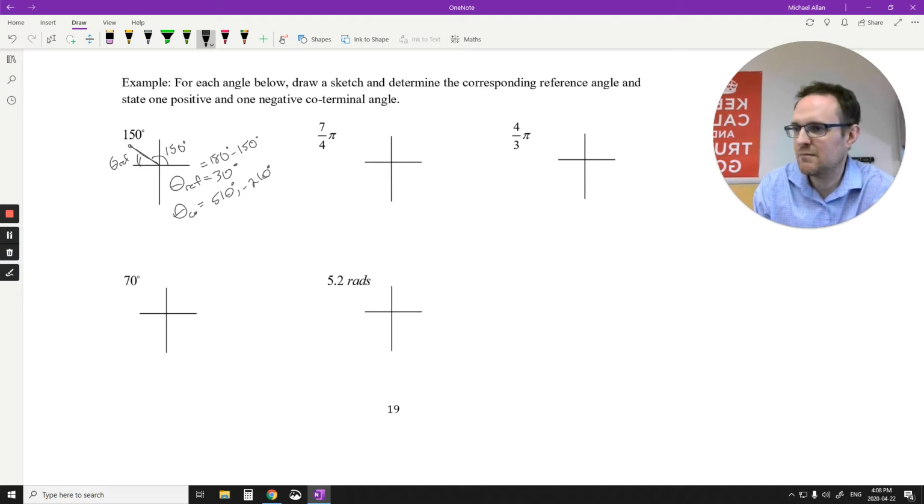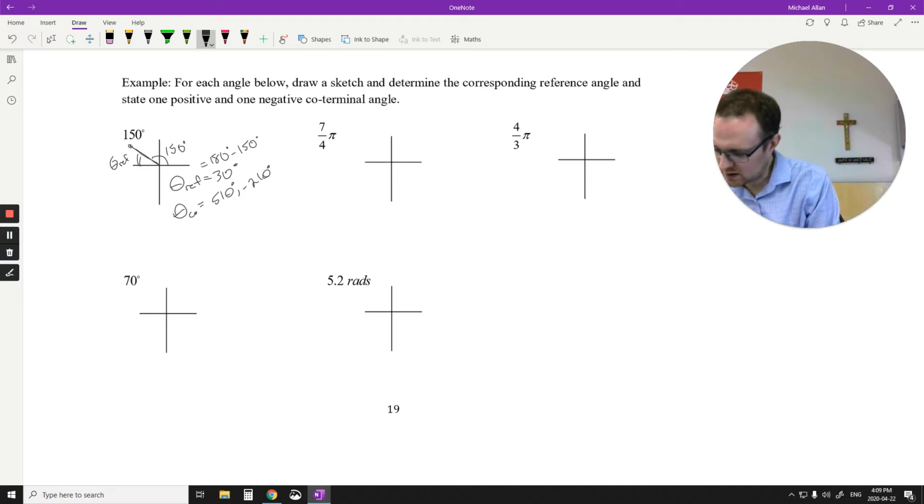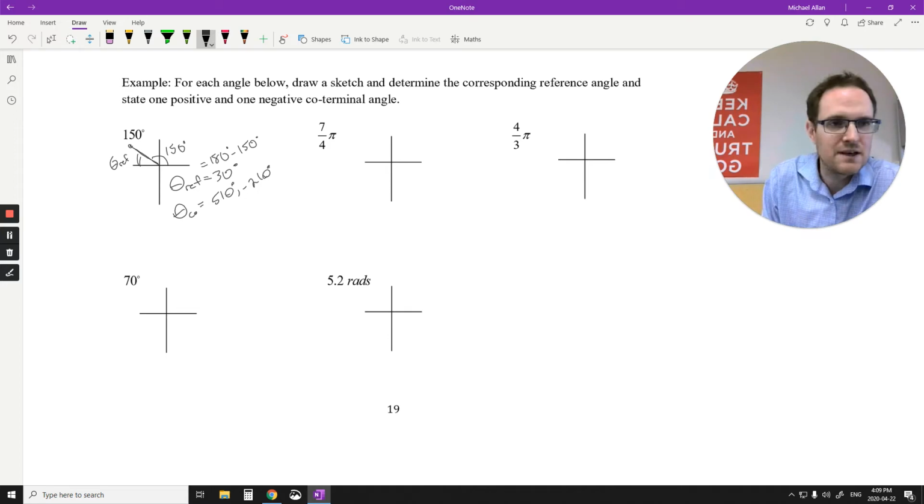Okay, so 7 pi over 4 is 315 degrees. So you notice I just changed that quickly into degrees so I know where to plot it. So that's where this is. But what I'm going to write here is I'm not going to write 315. I'm going to write 7 pi over 4. So if you have radians, answer in radians. If you have degrees, answer in degrees.